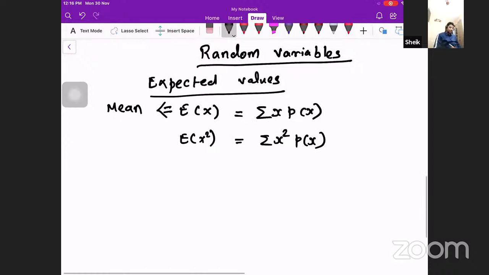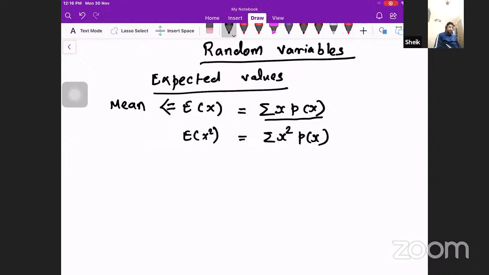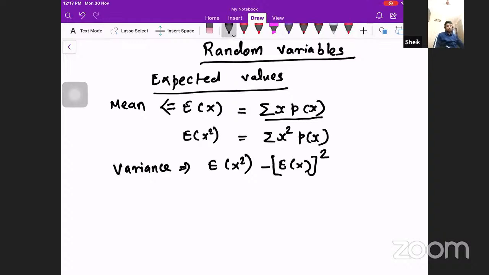Then mean is equal to summation x into p of x. Next one is variance. Variance is nothing but expected value of x square minus expected value of x the whole square. So variance is equal to expected value of x square minus expected value of x the whole square.